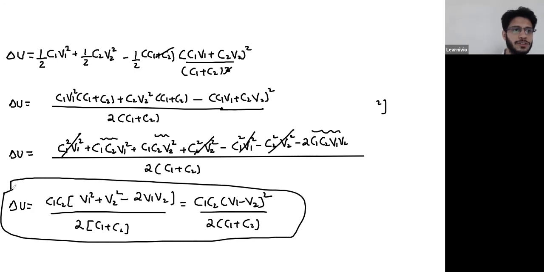This is the loss in energy: C1 C2 V1 minus V2 whole square, divided by twice of C1 plus C2. Okay, just note it down. So this is the loss in energy when you connect two capacitors or two conductors.